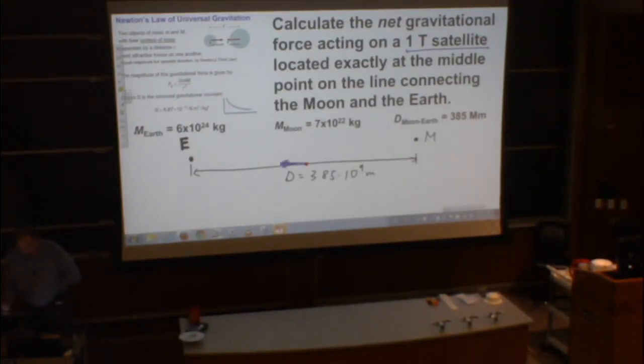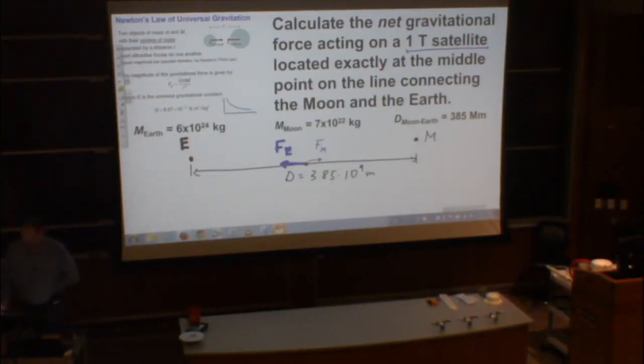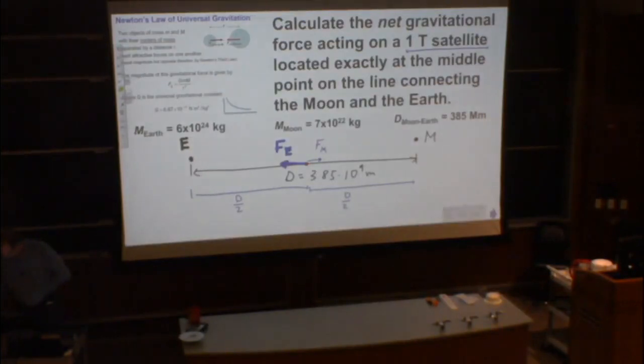And of course, there is a force of gravity due to Earth. And there is another force of gravity due to the Moon, which is stronger. We know that the distance from the Earth to the satellite is a half of d, and same for the Moon. So the distance is the same, but the Moon is heavier, so it should exert a stronger force. What do we do now? Now we just calculate wherever it is.